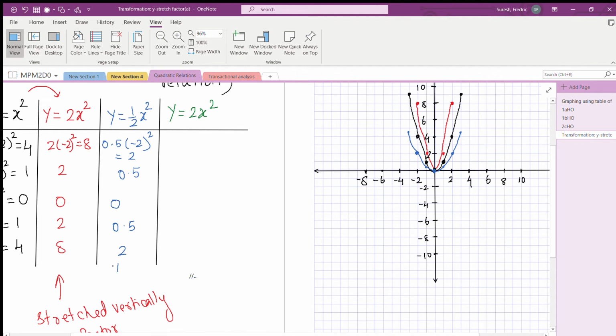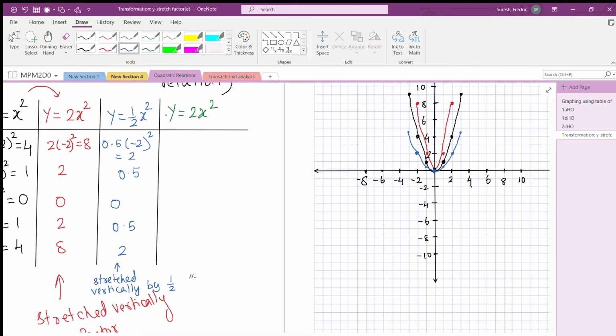So here we can say it is stretched vertically by a factor of half, or I can always say stretch vertically by half. It also means the same thing, by a factor of half. All right, what about the last one?